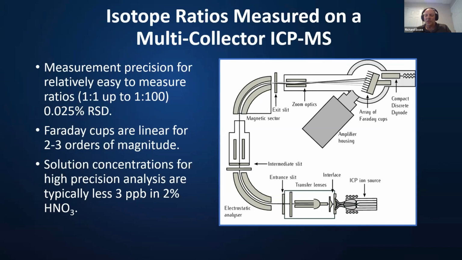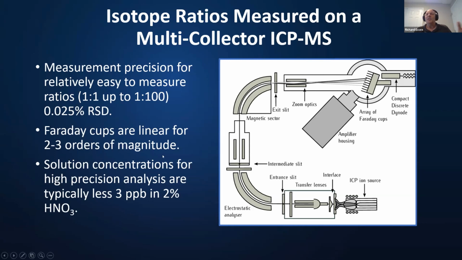So to do these kinds of measurements, we also need to use the best equipment, essentially high resolution multi-collector ICP-MS. You could potentially do this on something like a multi-collector TIMS, but the ICP-MS has some advantages here. The big advantage is that we can get the kind of precision on the measurement of the kind of ratios we would use for ICP-MS, between 1-to-1 and 1-to-100, with precisions of 0.01, 0.025% relative standard deviation for replicate measurements. That's the kind of precision we're looking for.